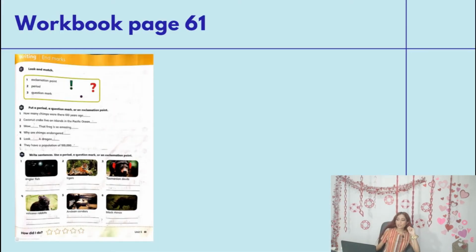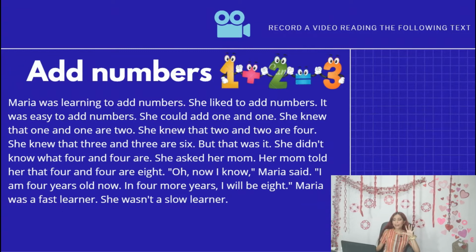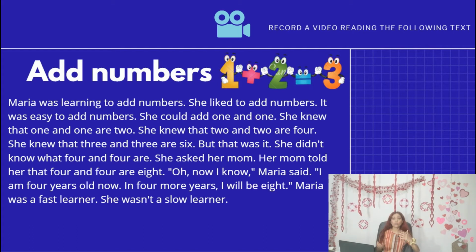Later, we did activities on page 61, and it was only one page for yesterday. But later, we did an activity, and it's important. Remember that it's important to record the videos and send them to me, and this is a short reading. If you read really fast or with the correct fluency, it is not going to take you so long. It was called Add Numbers, and it's an important reading.